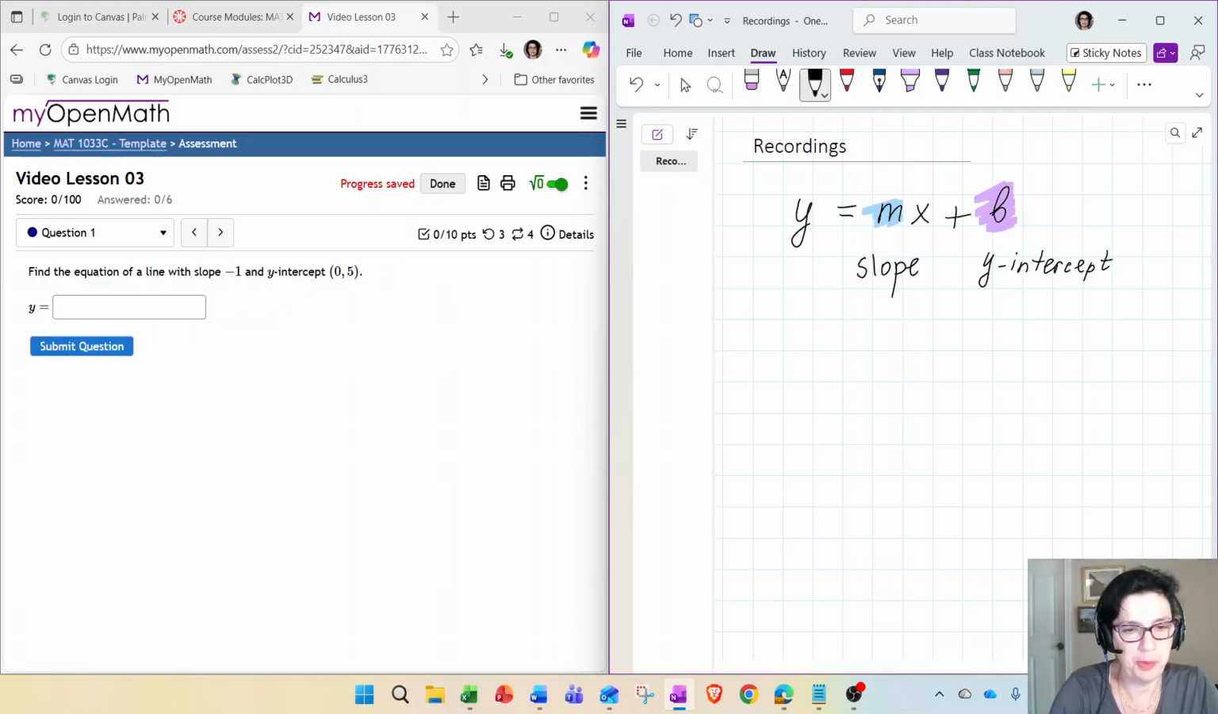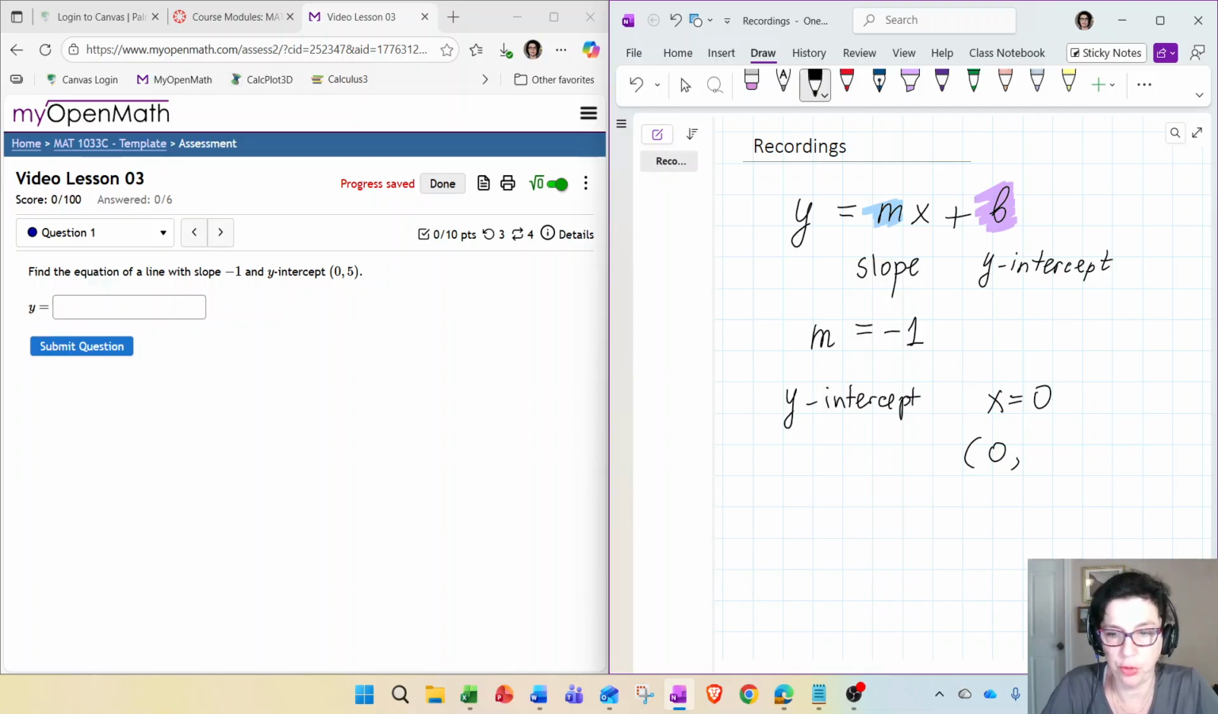All right, so for this specific example, it says the slope is -1, so m equals -1. Now the y-intercept they give you as a point. So remember, anytime you are trying to decide what your y-intercept is, you always set x equals 0. So x is always 0. As you can see, the point has an x coordinate of 0, and then y is going to give you the actual intercept. So that's going to be your b.